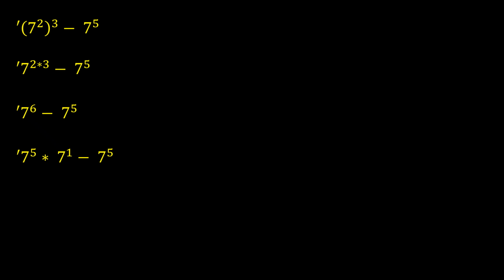Now, we can rewrite 7 to the power of 6 as 7 to the power of 5 times 7 to the power of 1. This prepares us to factor. Factor out the common factor of 7 to the power of 5. This gives us 7 to the power of 5 multiplied by the quantity 7 to the power of 1 minus 1.